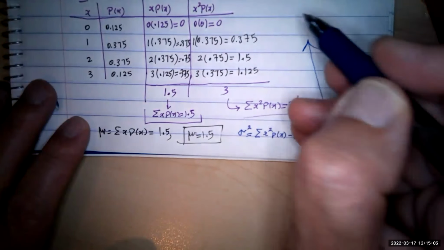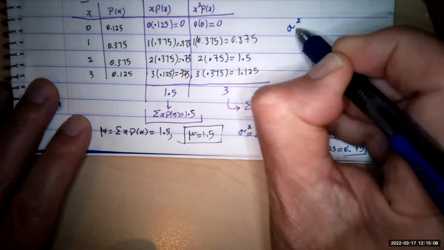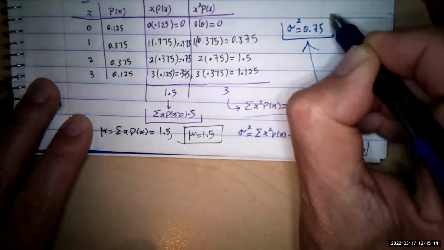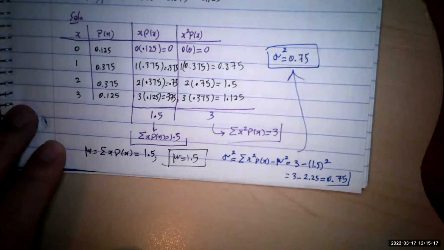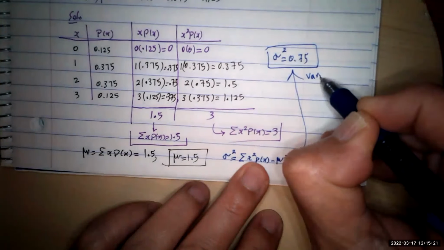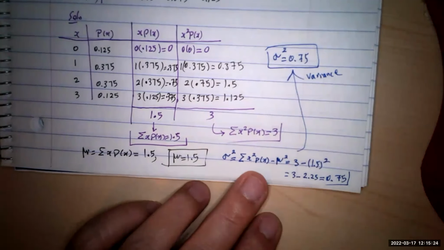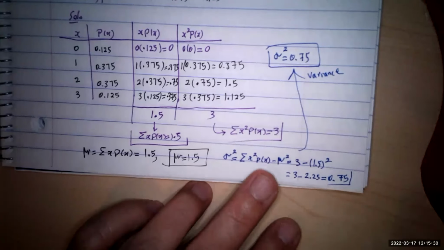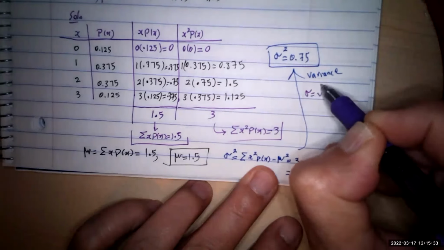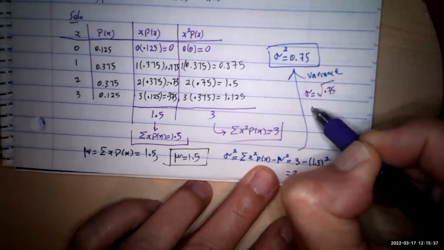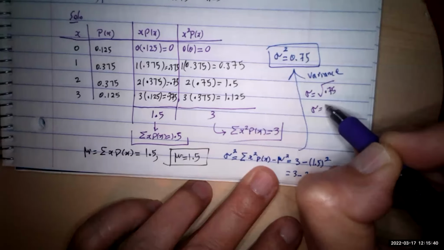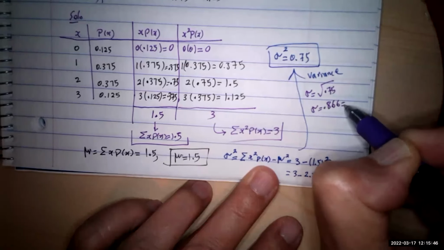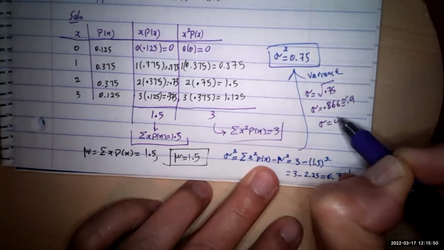So this means sigma squared is equal to 0.75, which is going to be the variance. Okay, so this is variance. You take the square root, so that gives you the standard deviation. So sigma is the square root of 0.75. If you use your calculator, I have 0.866. You call it 0.9. So the standard deviation would be 0.9.